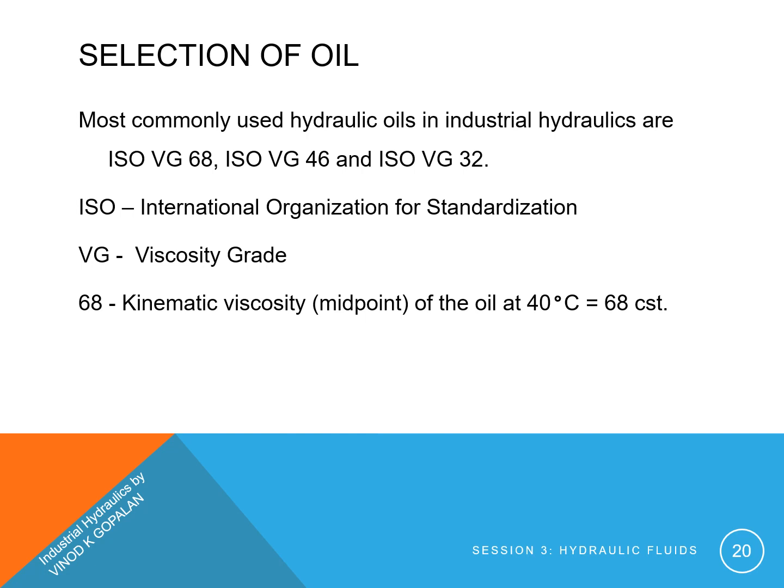Most commonly used hydraulic oils in industry hydraulics are ISO VG68, VG46, and VG32. ISO stands for International Organization for Standardization. VG stands for viscosity grade. 68 means kinematic viscosity of the oil at 40 degrees Celsius is 68 CST. It is the midpoint. Actual viscosity varies from 64 to 72 CST. The midpoint is 68 CST.